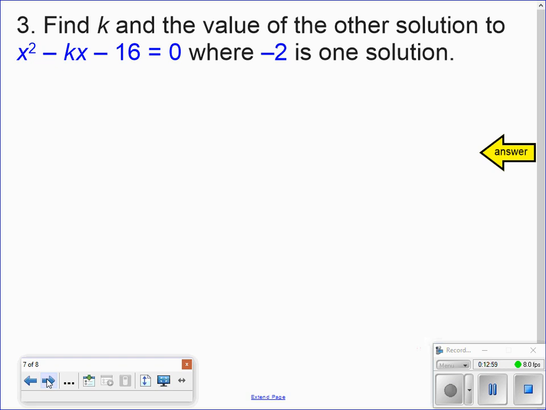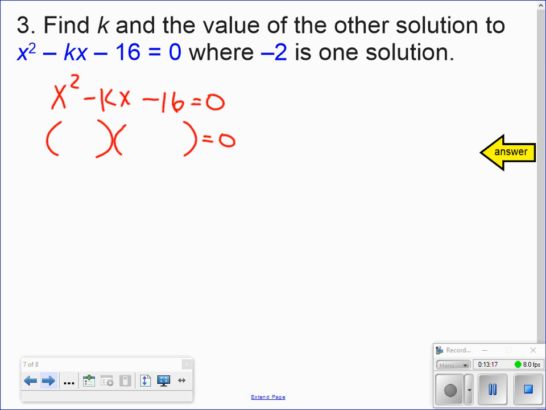All right. We're finding the value of k when we know that one of the solutions is negative 2. So when I'm factoring, I know that my factors are binomials. Because this is x squared, I know that both of my first terms need to be x.